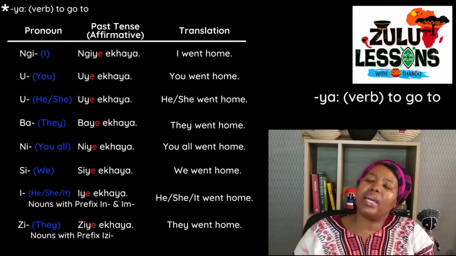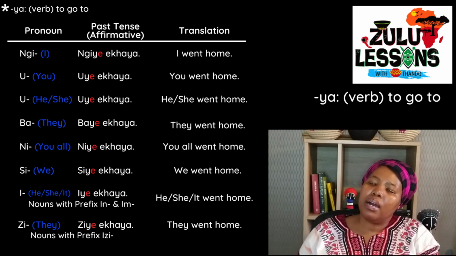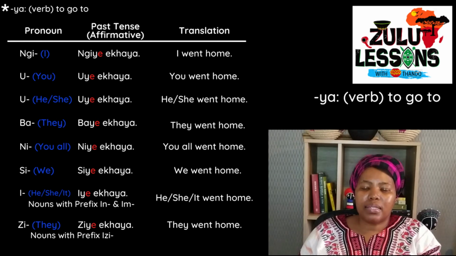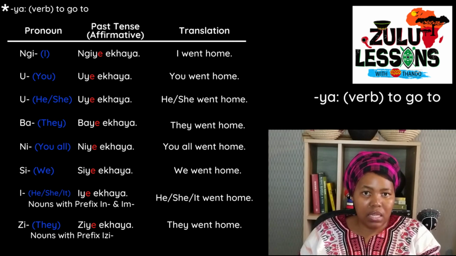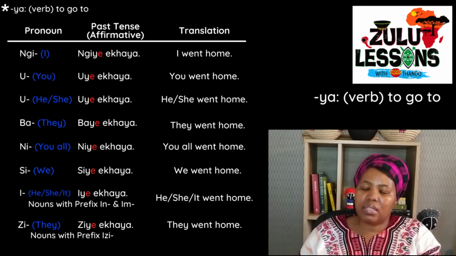Now let's have a look at the verb ya, to go, in the recent past tense. Remember, for the recent past tense, all we do is remove the last letter A of the verb and put in E. If the last letter of your verb is I, then you put in the letter E instead of the letter I. So let's look at this.